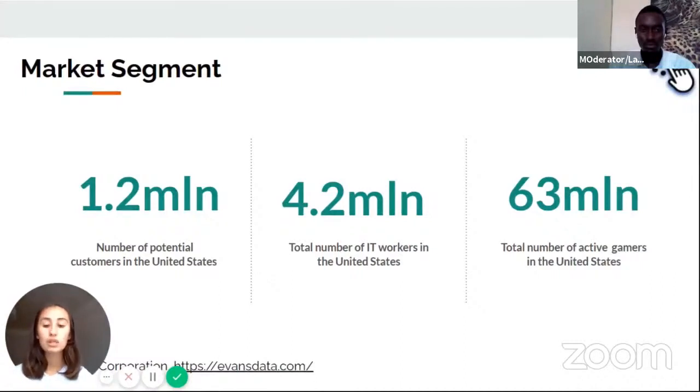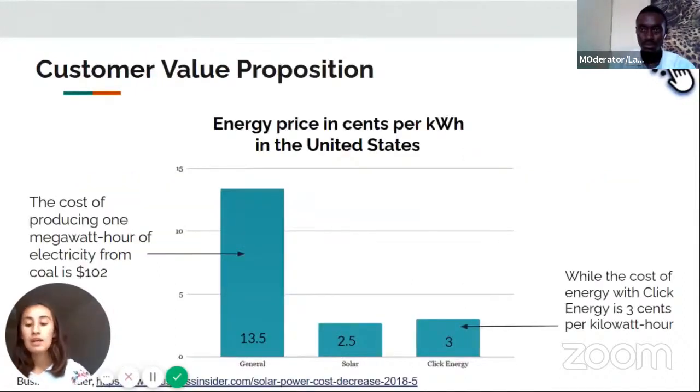Of those, we plan to sell our product to approximately 2% of the segment. Because the product does not require any additional equipment for people to carry, our share of the market can easily reach over 1.2 million gamers and programmers. We create a more sustainable solution for our target market in the United States. Compared to current alternative energy solutions, ClimateKIC energy offers the same amount of energy at a much cheaper price.